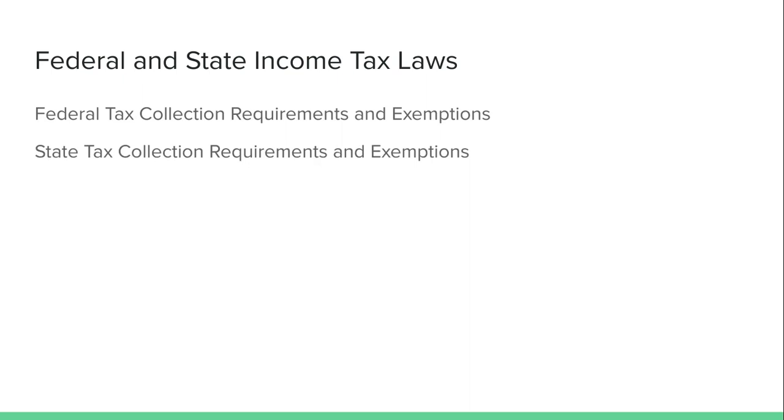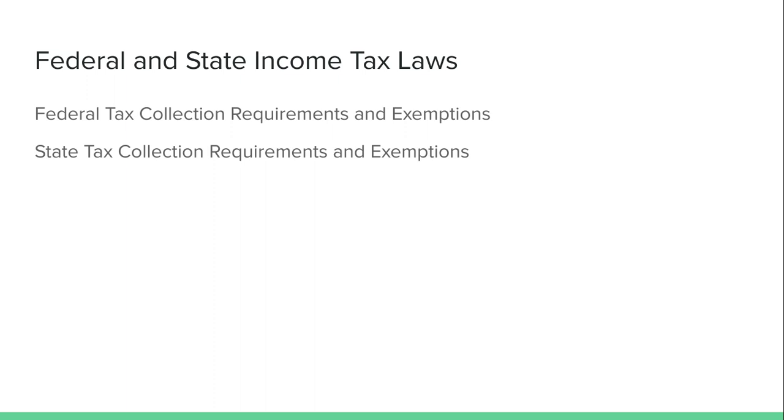There's the federal and state income tax laws, the federal tax collection requirements and exemptions. Basically, if foreign people would like to buy a property, you have to withhold 10% of the purchase price for the IRS, unless the purchase is under $300,000, or it is a main residence.